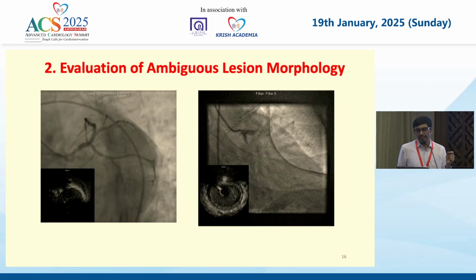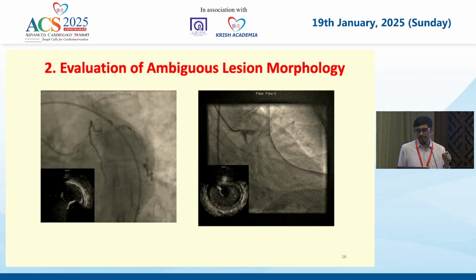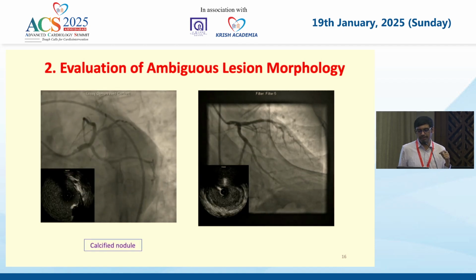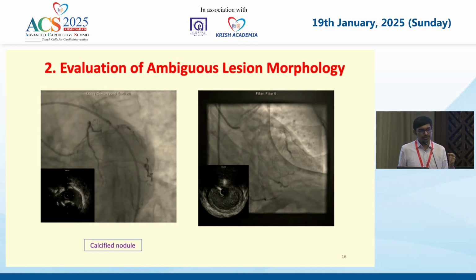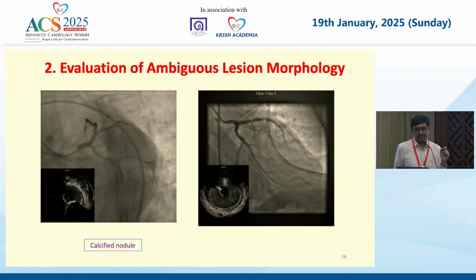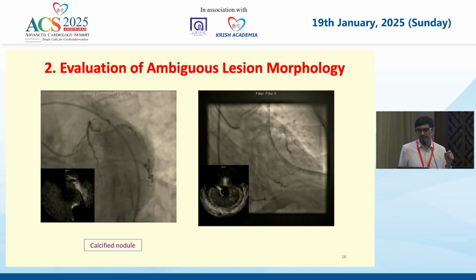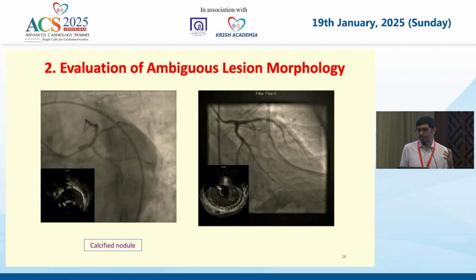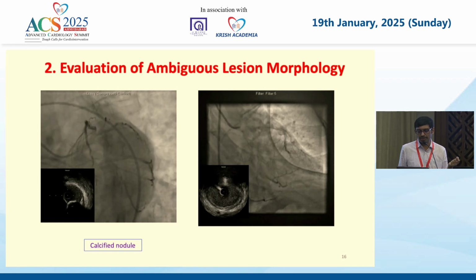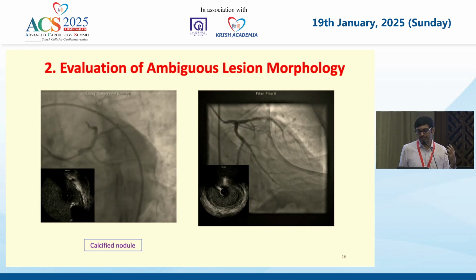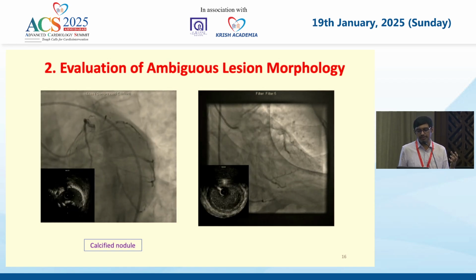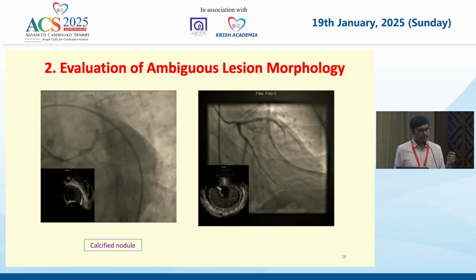And the second role is evaluation of ambiguous lesion morphology. You see both the lesions here, both appear similar on your angiographic image. The first one is actually a calcified nodule causing significant stenosis at the left main ostium. The second one is obviously a STEMI patient with a thrombus. Both appear similar. Suppose this patient presents in an ACS but non-STEMI scenario, IVUS helps in differentiating between these two lesions.